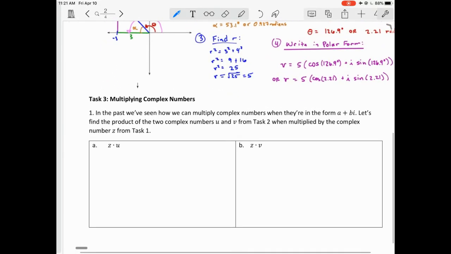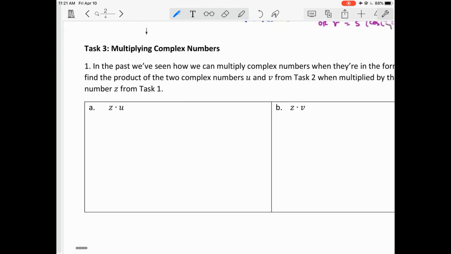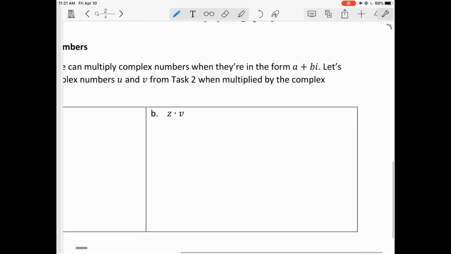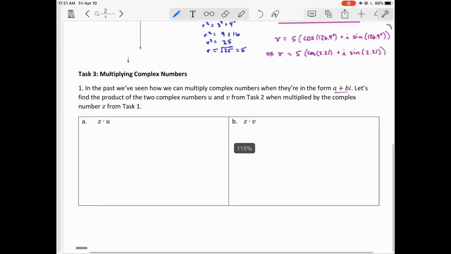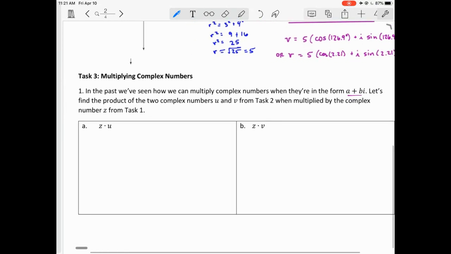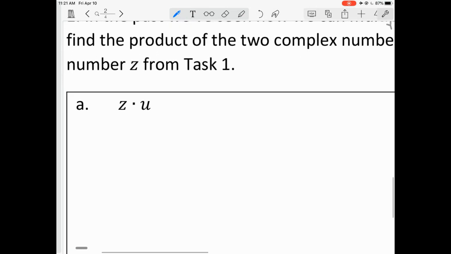So now that we have that idea down, polar form is going to be helpful when we multiply complex numbers. It's going to give us a better perspective of what's happening geometrically when we multiply complex numbers. In the past, we've seen how we can multiply complex numbers when they're in the form a plus bi. That's easy. We're going to do that right now. Let's find the product of the two complex numbers, u and v, from task 2 when multiplied by the complex number z from task 1. In the first one, we're going to multiply that number z by u.